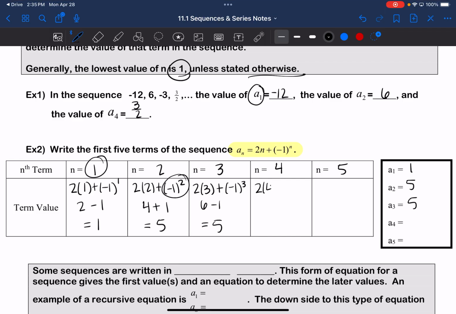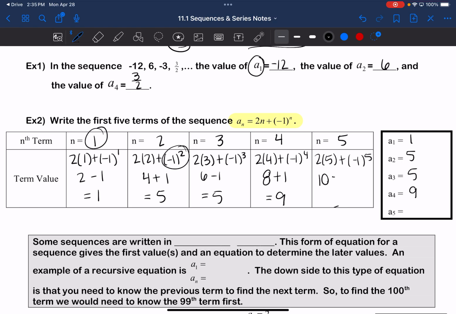Okay, and then the same with 4. 2 times 4 plus negative 1 to the 4th. Well, 2 times 4 gives us 8. And what's negative 1 to the 4th power? Positive 1. So this time it'd be plus 1, right? So we'd get 9. Okay. And then for our fifth term, 2 times 5 is 10. And negative 1 to the 5th power is negative 1, right? So we would get 9 for this term as well.